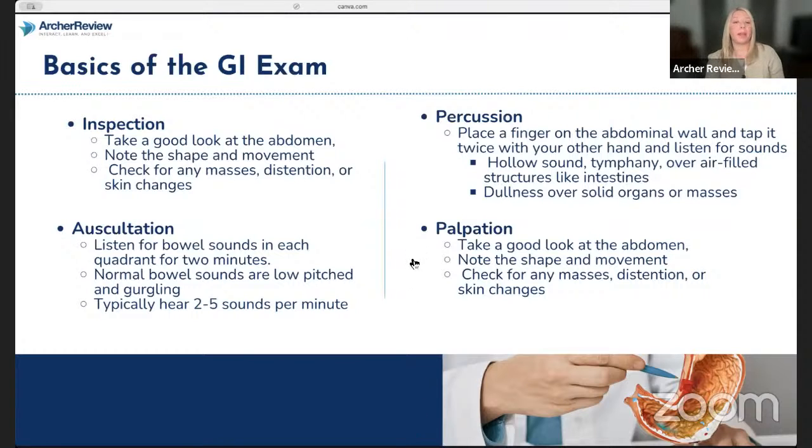So for palpation, this is when we're feeling the abdomen. We'll take a good look at the abdomen and we'll start by lightly feeling around in all four quadrants. Note the shape and the movement and check for any masses, distension, or skin changes. After you do a light palpation, go a little bit further in, and this is where you can really elicit pain or feel structures, and it's really helpful for diagnostics.